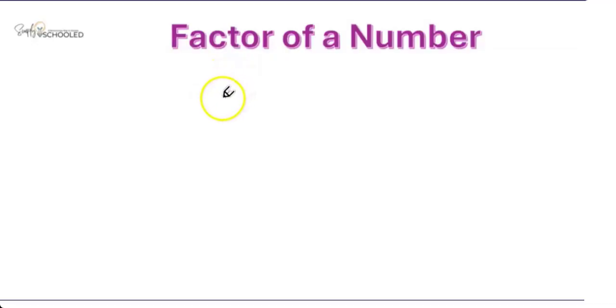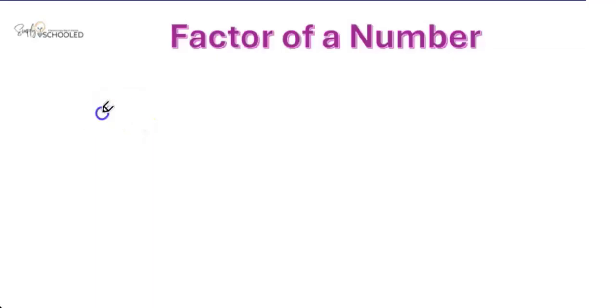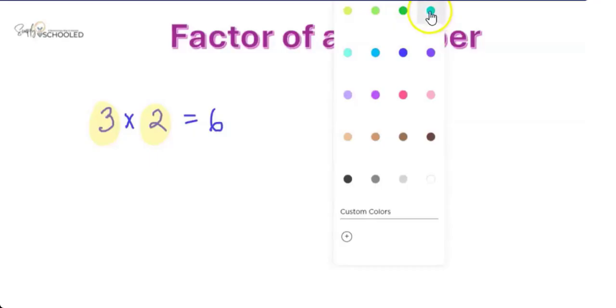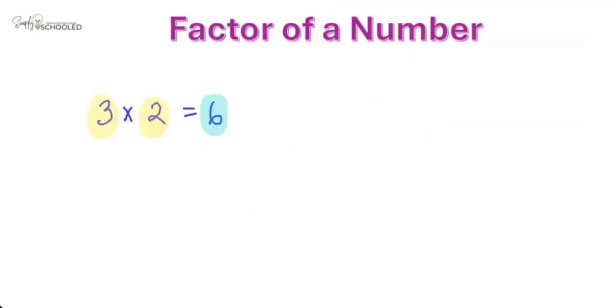Factor of a number. So you've learned how to create multiplication problems. For example, 3 times 2 equals 6. And you've also learned that the 3 and the 2 are considered factors, and the product is the answer. So factors are the numbers that you multiply together.